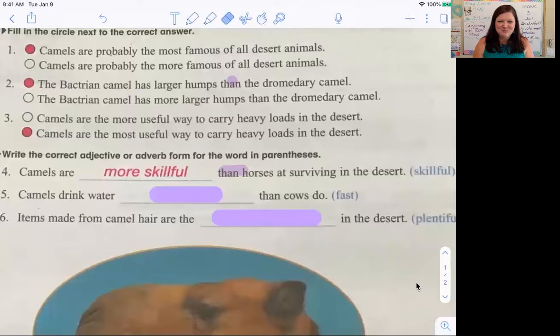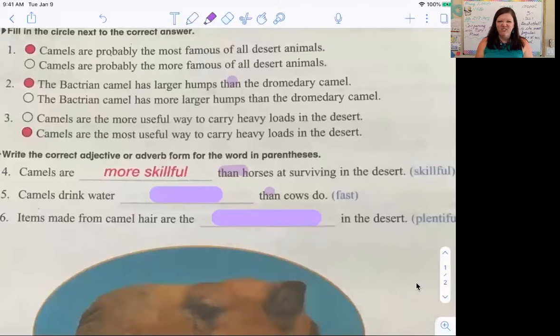More skillful. Number 5, the word that we're using in this sentence is fast. Now let's stop and think about that word for a moment. Is fast a very long word, a large word? No, it's actually kind of small. Kind of like the words that we were using in yesterday's lesson. Camels drink water blank than cows do. There's that hint again. Camels drink water more fast than cows do?